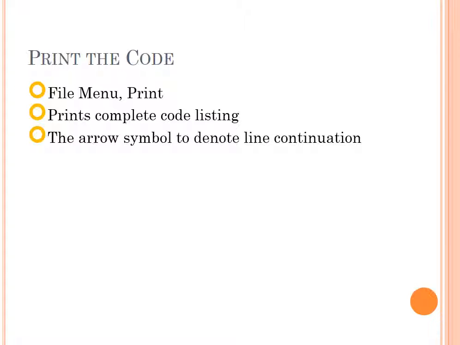Now, when the code is printed out, if you're printing a line and it gets to the end of the page and can't keep printing, it'll continue on the next line, and it'll put a little arrow symbol there to let you know that this is all one statement. You'll again see this when you actually do it.